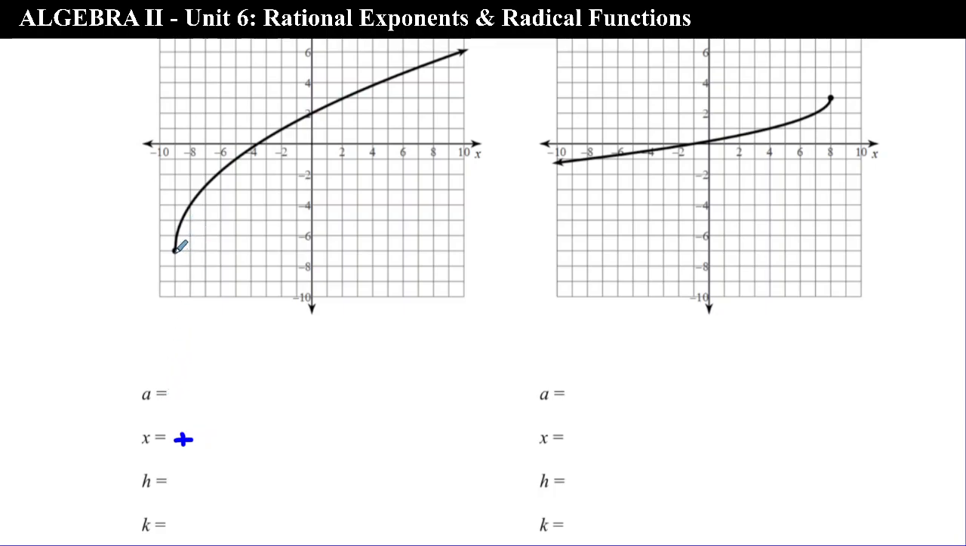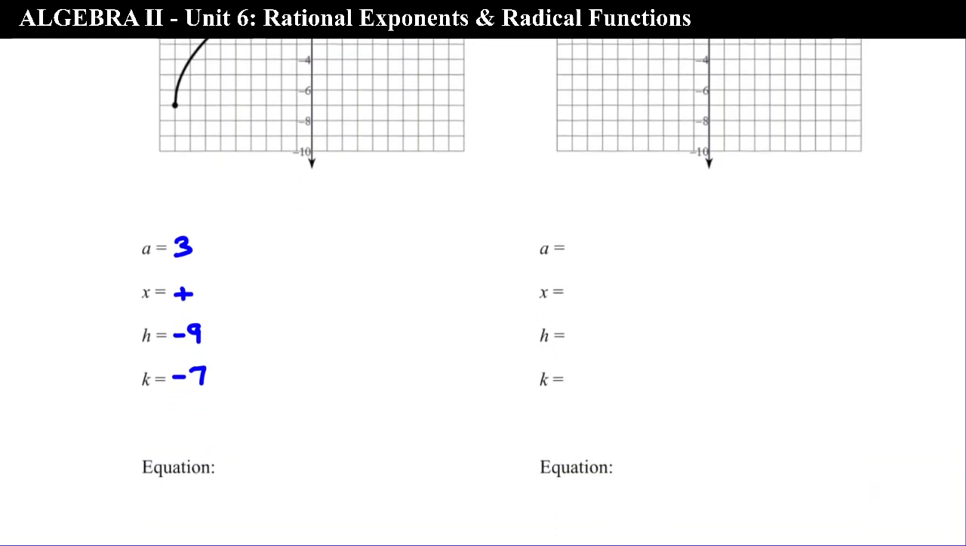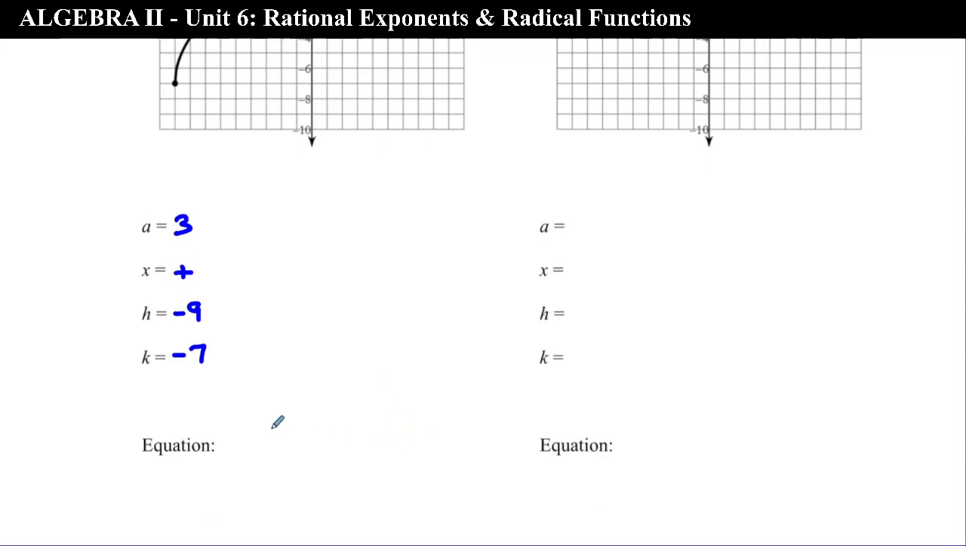Now our a value is, we go up 3, we go over 1, and we hit the graph. So instead of going up 1 over 1, you have to go up 3 and over 1 to hit the graph, which means our a is a stretch of 3. Then our h and k is simply our coordinates for our starting point. So we have -9, -7. -9 for h, -7 for k. And we can write the equation for that. That is f of x equals, we lead off with our a value, 3, square root of x plus 9 minus 7 on the outside.